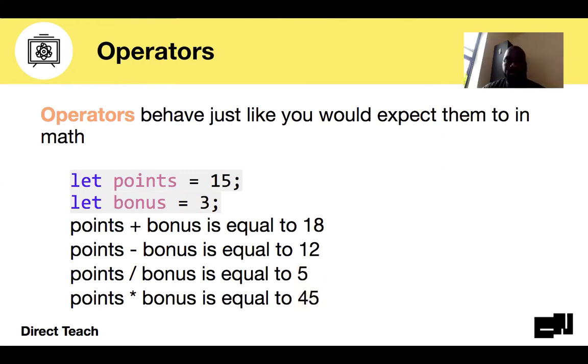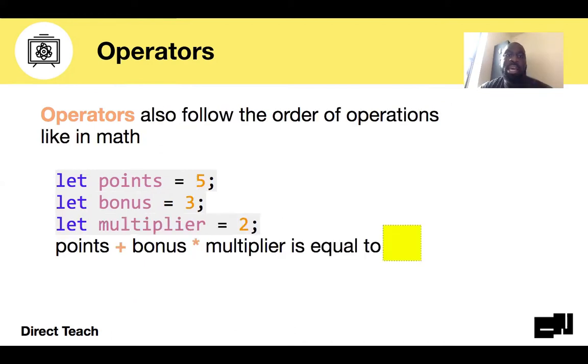Cool, got it. And then there's order of operations. So let's say points is 5, bonus is 3, multiplier is 2. So points plus bonus times multiplier. So that should give us, so we have bonus, which is 3, times multiplier, which is 2, which gives us 6, plus 5, which will give us 11.